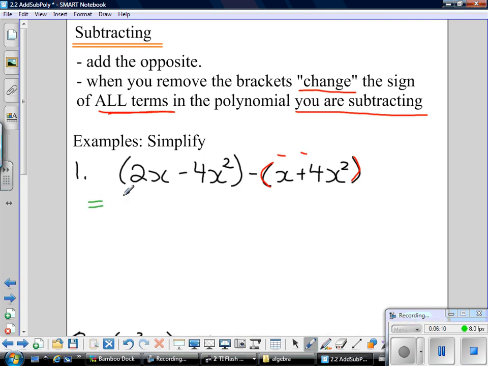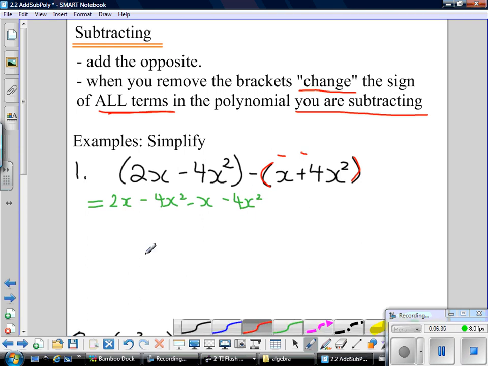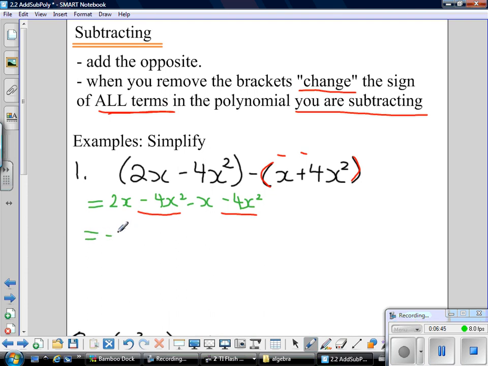So I take the bracket off the first polynomial, nothing changes for it. And when I take the bracket off the second one, it's a positive x, so negative x. Positive 4x, negative 4x squared. So now that the brackets are off, all I'm doing is taking the like terms and putting them together. So I'm going to again start with my x squareds because it's the highest power. So when I do that, I end up with a negative 8x squared.